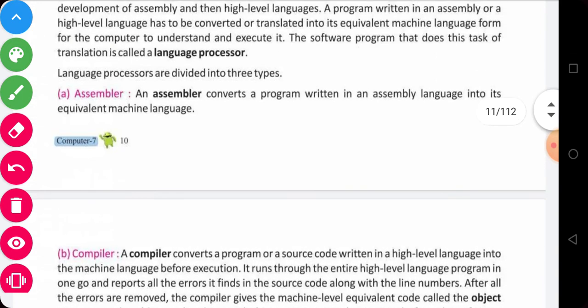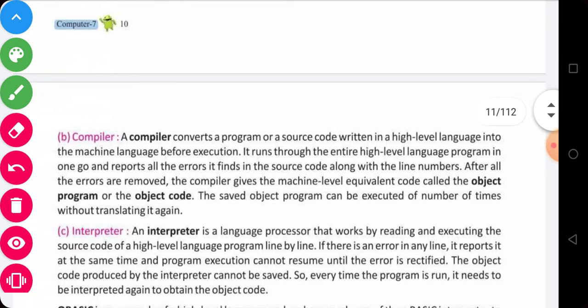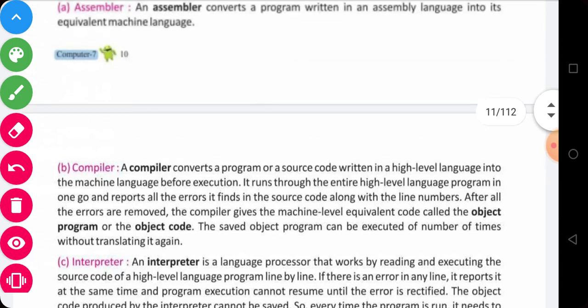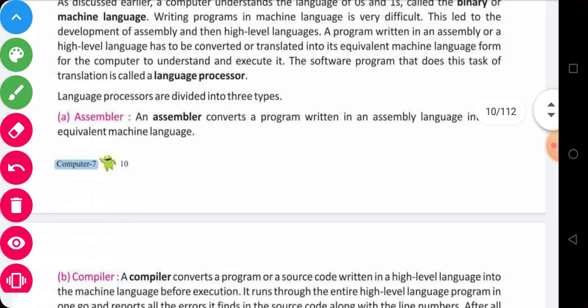In the assembler, the program is converted directly into machine language, whereas in the compiler the set of programs is converted into machine language code, that is called an object program. And an interpreter converts the object program into machine code. These are the three important language processors. You should learn them and remember them.